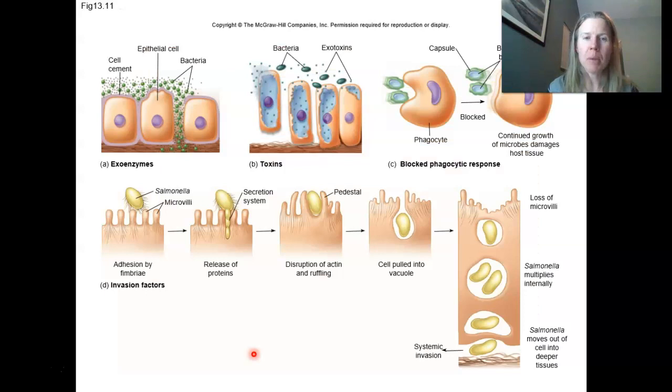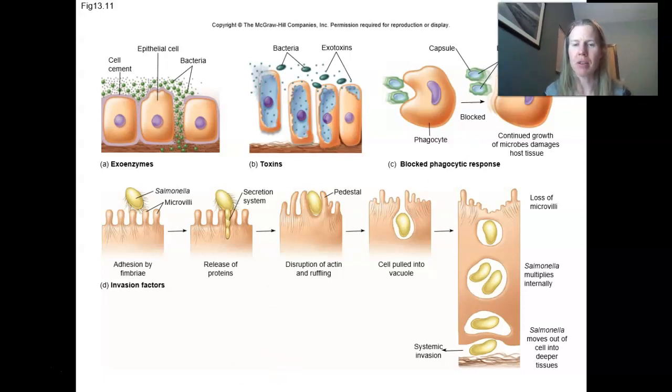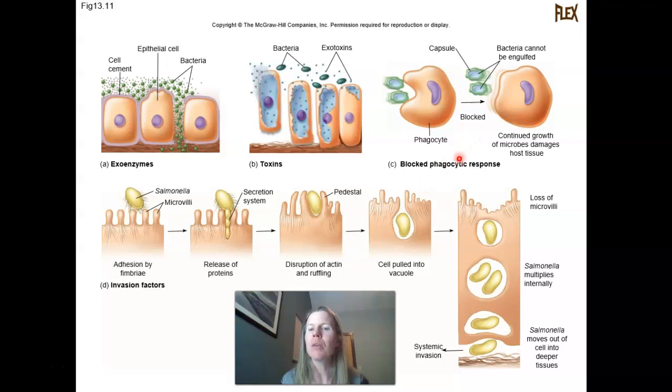Okay, so our next step then is evading these host defenses, right? In order to become a pathogen, in order to actually cause disease, that microbe needs to attach to a surface and then to establish itself, to start replicating, it's going to need to be able to survive host defenses. And so we'll see a few different things. A couple of these I wanted to point out. This is a big one.